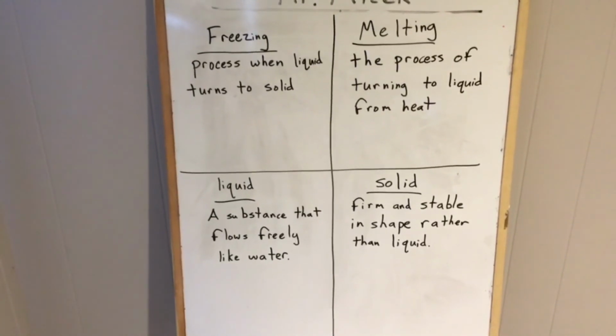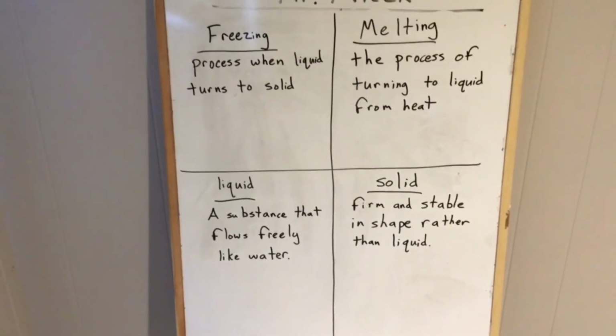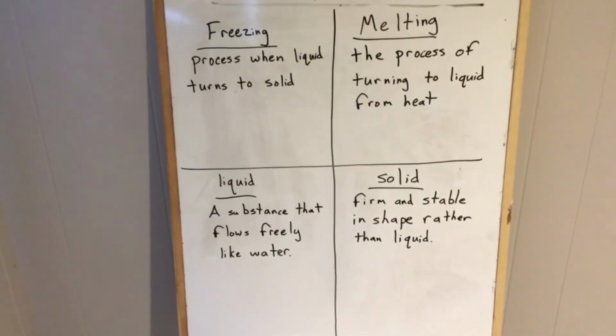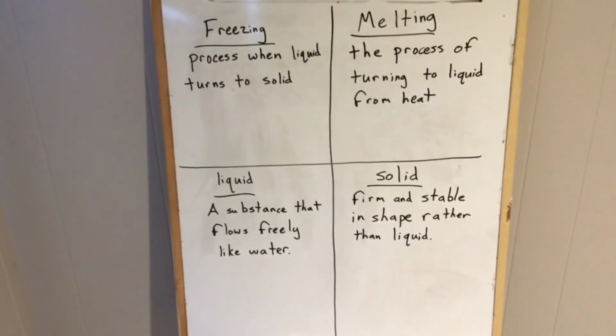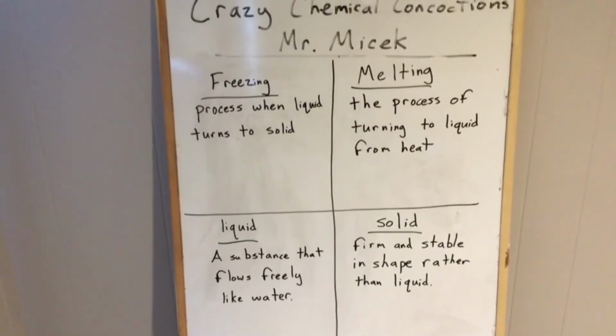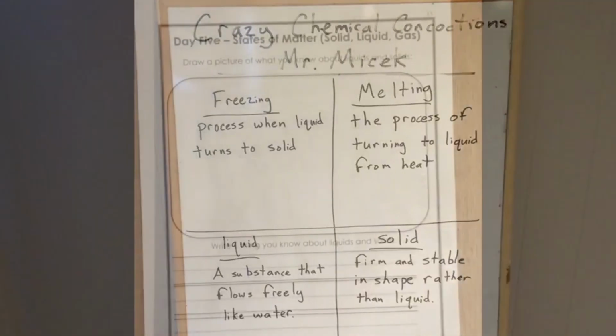And our final word is solid, so firm and stable in shape rather than liquid. So like an ice cube would be a solid as compared to water as a liquid. Those are our vocabulary words for today, so let's begin with our activity.